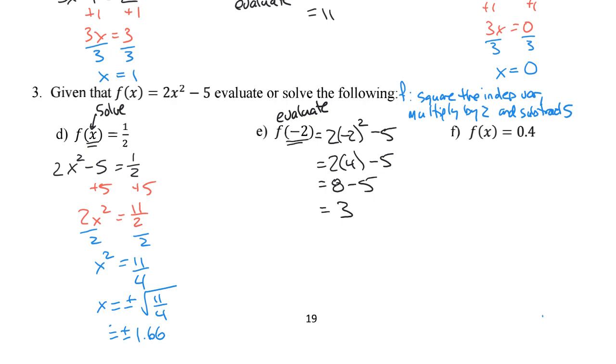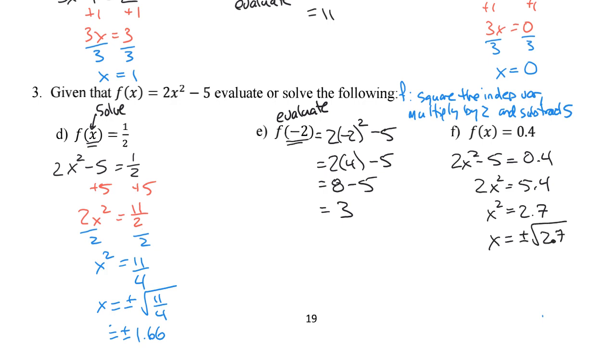And then this last one over here, because of the way this is set up, is a solve. So f of x is going to be 2x squared minus 5, and that is set equal to 0.4. So now I'm going to add that 5 to both sides to get 5.4. Divide both sides by 2 to get 2.7. And so x will equal the positive or negative square root of 2.7. Now remember, every time I take the square root like that, I've got to include the plus or minus. And then I'm just going to go to my calculator, and that is approximately 1.64. Okay, so there you go.